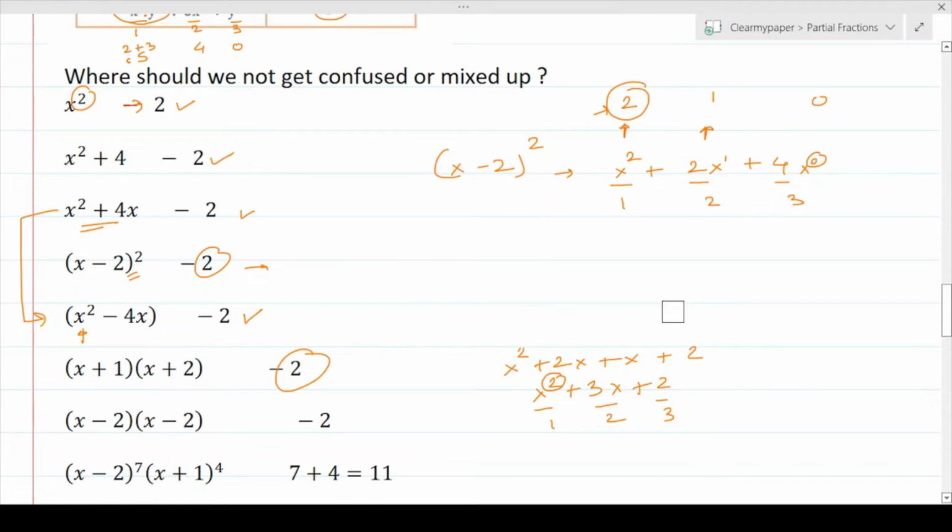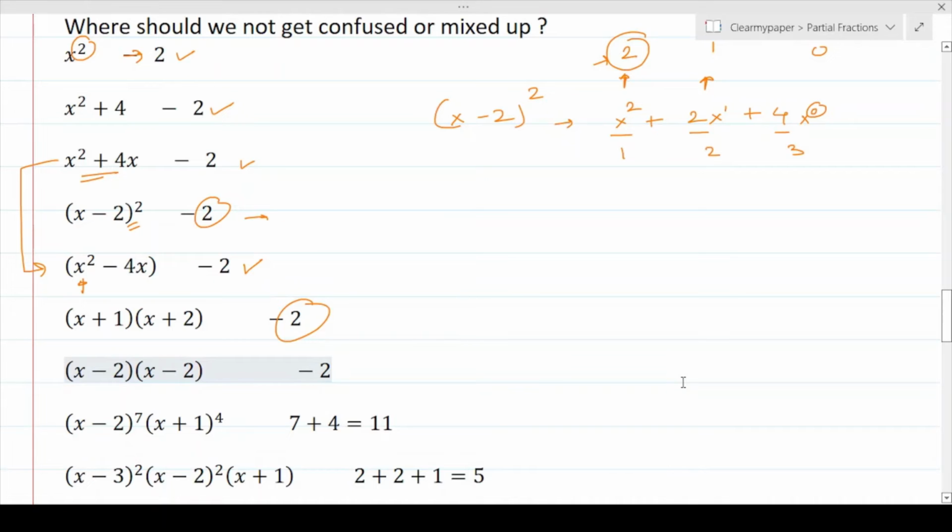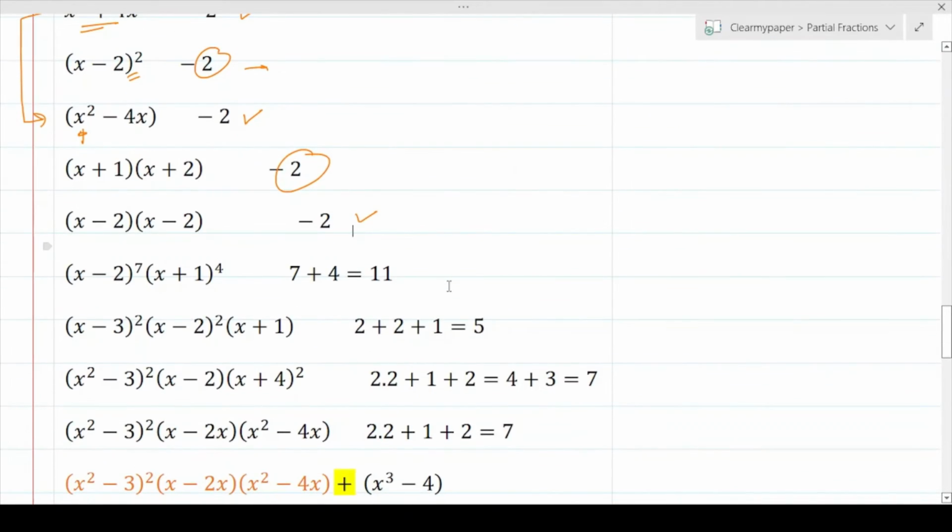So same way, if we do all the things, we get a notion of degree. The last two examples are slightly tricky. Let's focus on that. So this is also pretty straightforward where the degree is 2. Now let's look at here. These examples are very tricky. So let's focus on this example: (x minus 2) the whole power of 7, multiplied, this is the multiplication sign, and then (x plus 1) the whole power of 4. What is this?